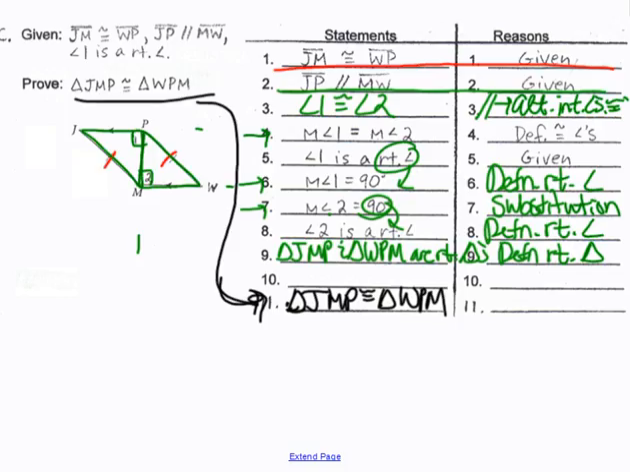Finally, green's done. Now I gotta look at blue. What do I have here? Well, PM. PM is congruent to PM by the reflexive property of congruence. And we've already talked about how, since I have congruent hypotenuse, congruent leg, and right triangles, this is HL.